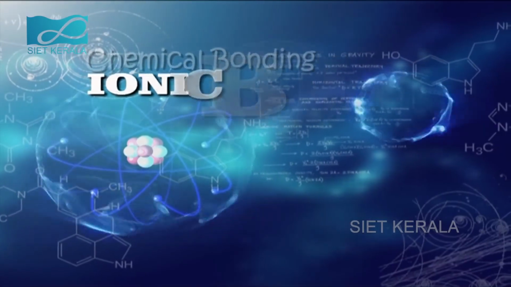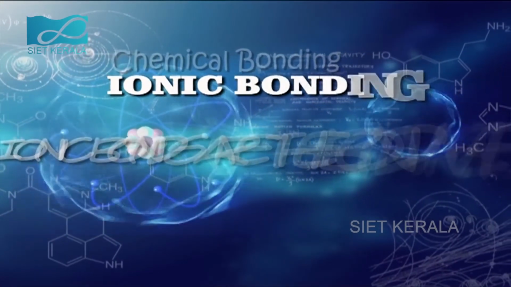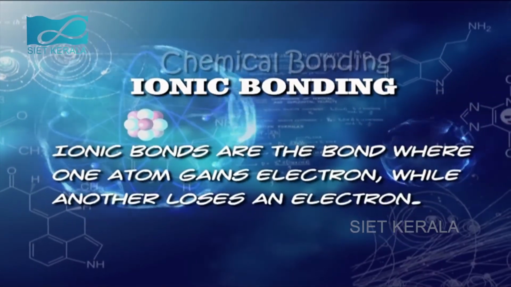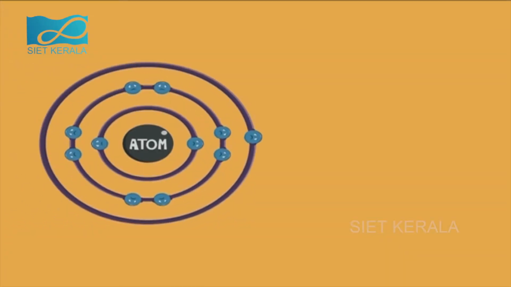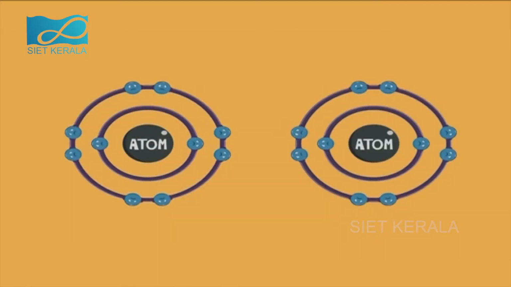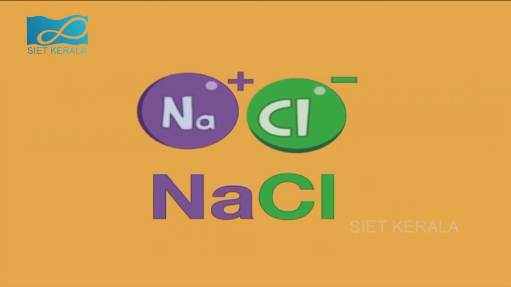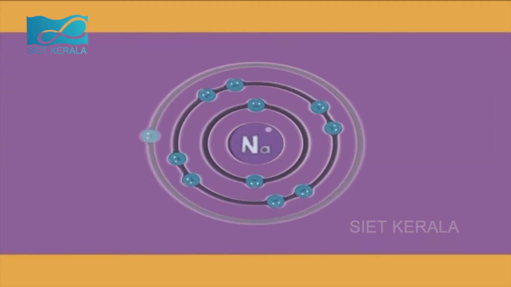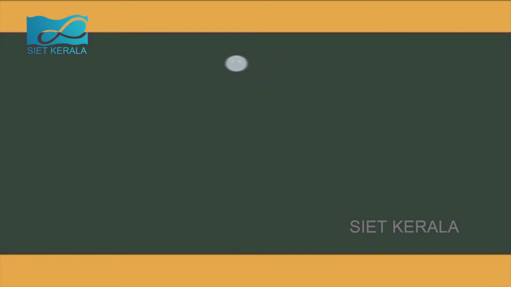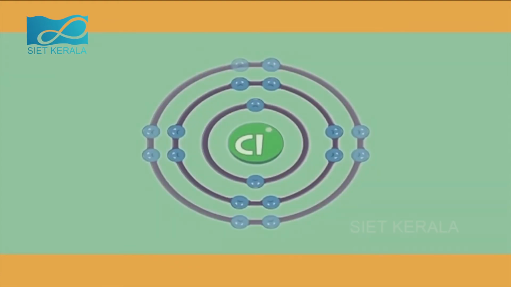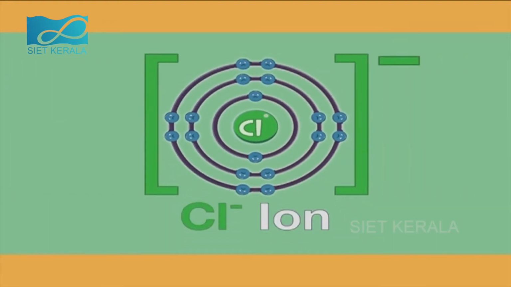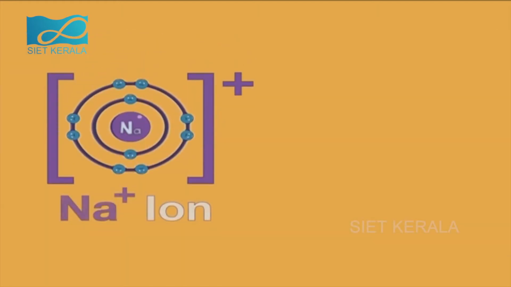Ionic bonding. Ionic bonds are bonds where one atom gains an electron, while another loses an electron. Let us look at sodium chloride as an example. A sodium atom loses 1 electron and forms a sodium ion. The electron is not lost, but transferred to a chlorine atom to form a chloride ion. So, we have a sodium ion and a chloride ion.